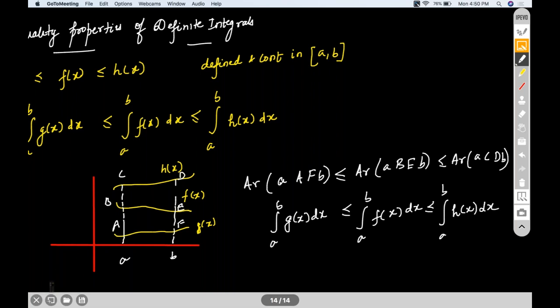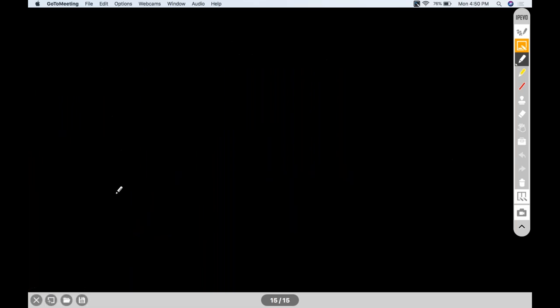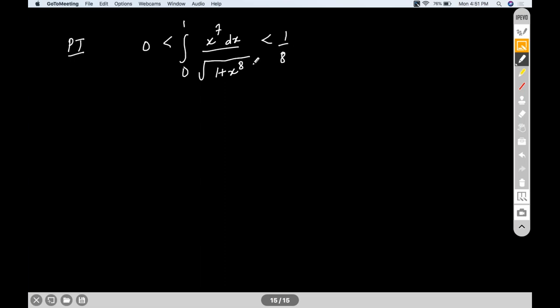Well, what kind of problems can I get on this? Sometimes the problems on this become very dicey. You have to apply your trial and error method, and it becomes irritating at times. For example, let's take this question. Prove that the integral of this expression lies between 0 and 1 by 8.